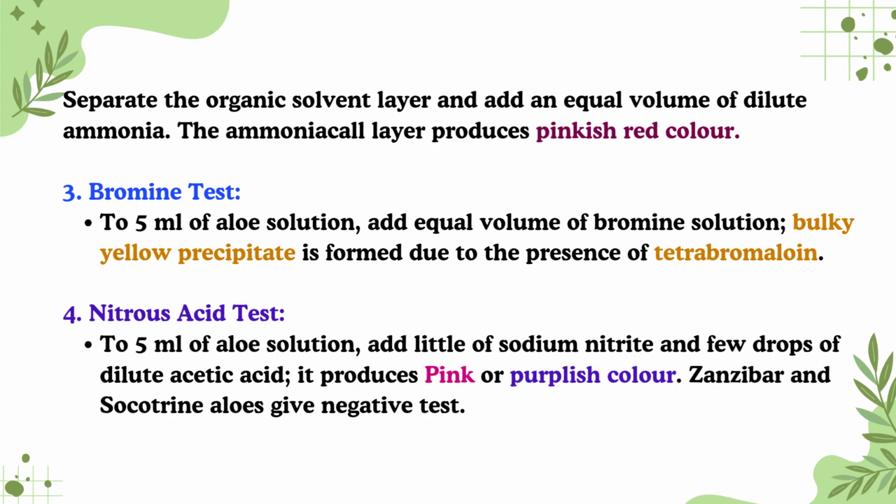3. Bromine test. To 5 ml of aloe solution, add equal volume of bromine solution. Bulky yellow precipitate is formed due to the presence of tetrabromaloin. 4. Nitrous acid test. To 5 ml of aloe solution, add little of sodium nitrite and few drops of dilute acetic acid. It produces pink or purplish color. Zanzibar and Socotrine aloes give negative test.